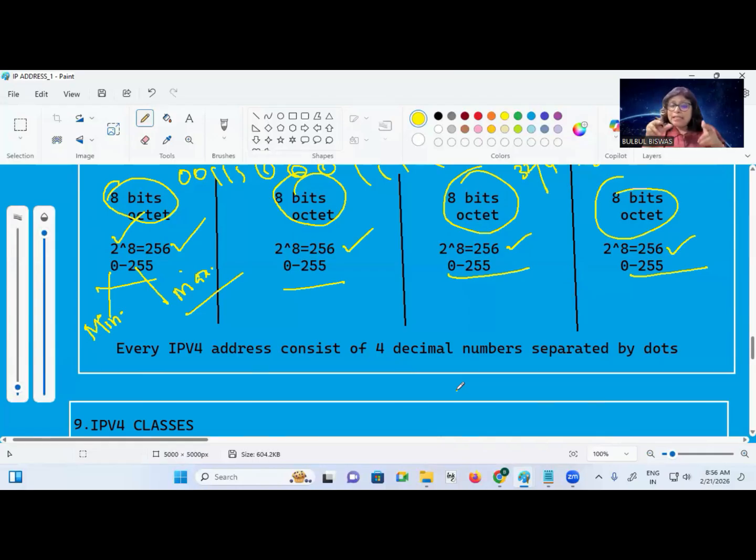Am I clear? And this is the reason whenever we are writing any IP address, we have to write the address within 0 to 255. Why? Because every octet is 8 bits, 2 to the power 8 is 256, and that means 0 to 255. So whenever you write an IP address, you have to write within 0 to 255. So if I write 10.2.3.4, you see 10 comes under 0 to 255, 2 comes under 0 to 255, 3 comes under 0 to 255, and 4 comes under 0 to 255.